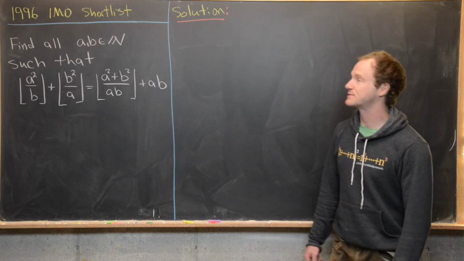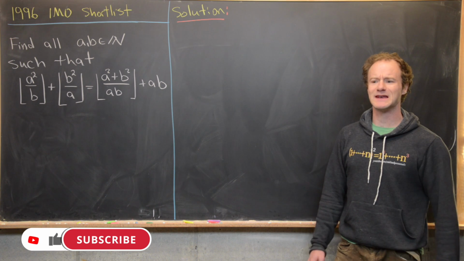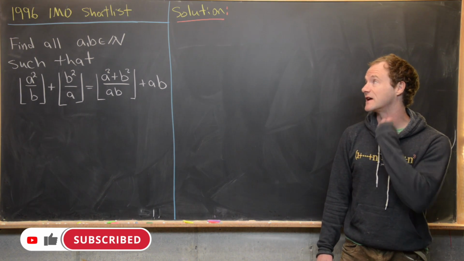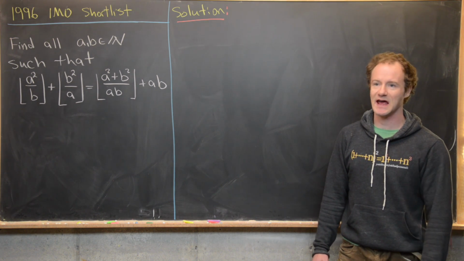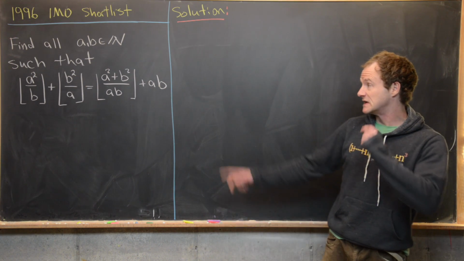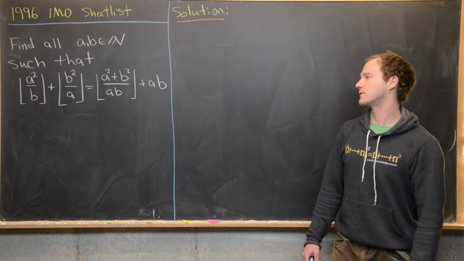So here we're going to look at a nice problem that didn't quite make the International Math Olympiad. This is from the 1996 shortlist. And our goal is to find all natural numbers a and b. By natural numbers, I mean positive integers, satisfying the following equation that involves the floor function.